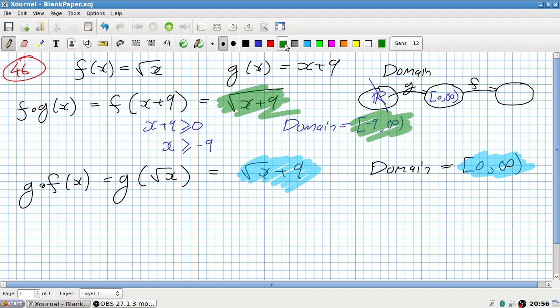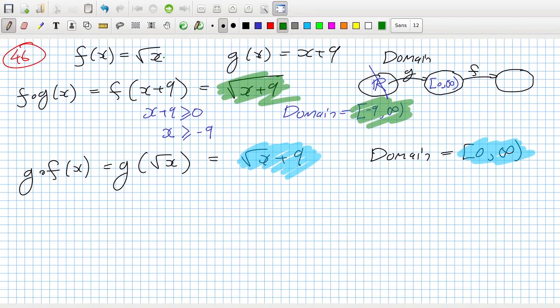Just before I close it, something doesn't quite feel right. Maybe I'm just being paranoid. 46, root x and x plus 9, f of g, that's f of x plus 9, that's root x plus 9. Domain has to be from minus 9 inclusive to infinity. Okay, g of f of x, that's g of root x, that's root x plus 9. Domain has to be from 0 to infinity, including 0. Yeah, checks out. I don't know why I feel weird about it.